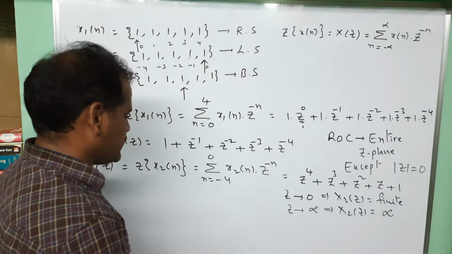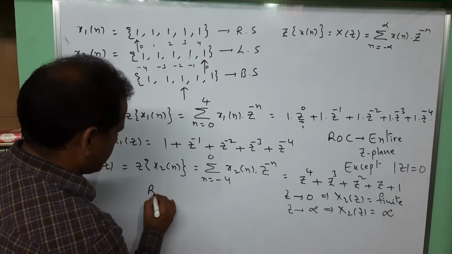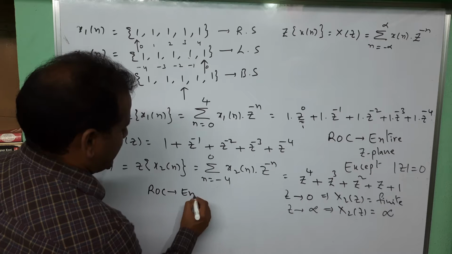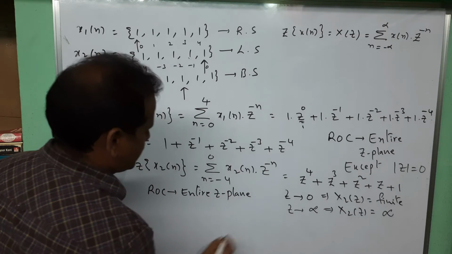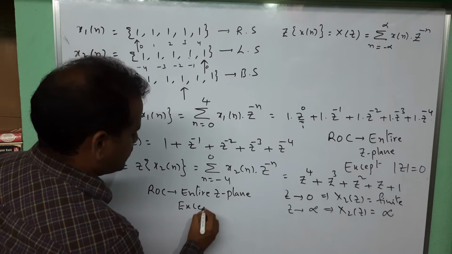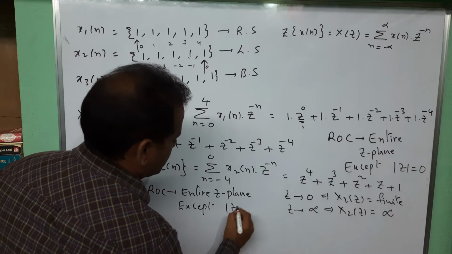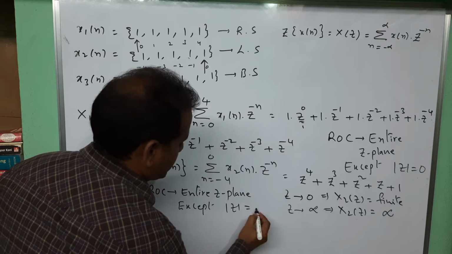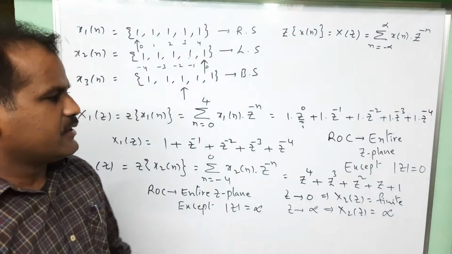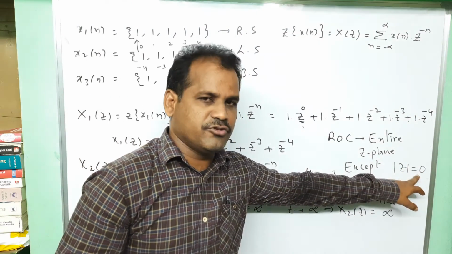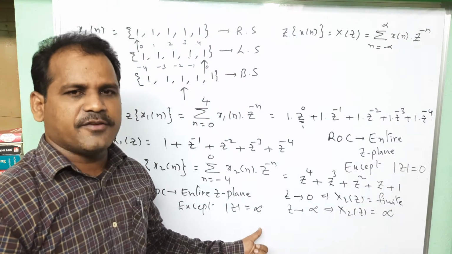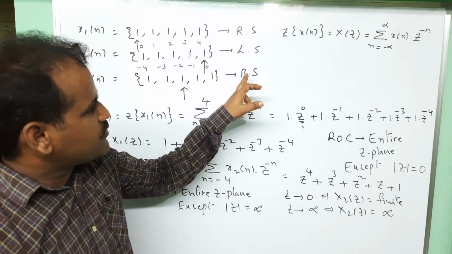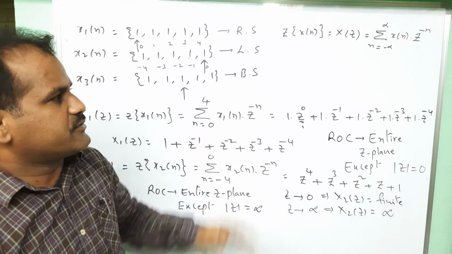So we can say the ROC is the entire z plane except mod z equal to infinity. Here, except mod z is equal to 0 for the right side sequence. Here, except mod z is equal to infinity for the left side sequence. Now let us see what happens for the both side sequence.